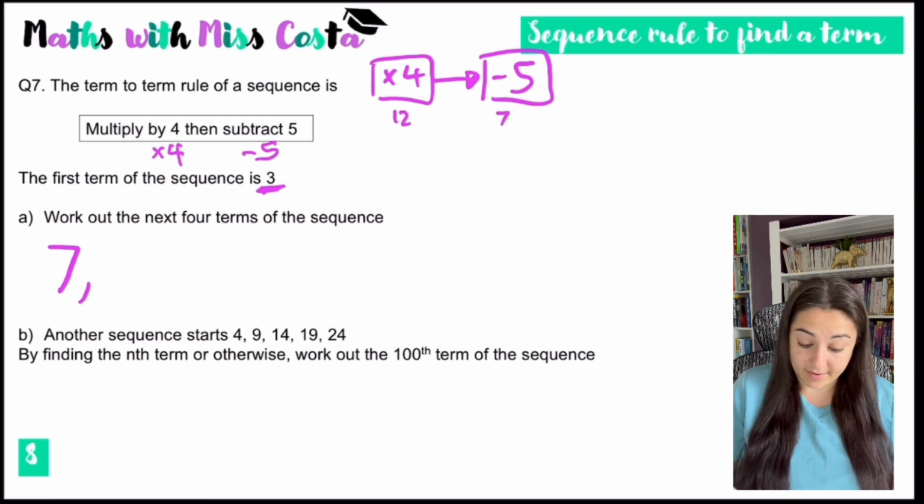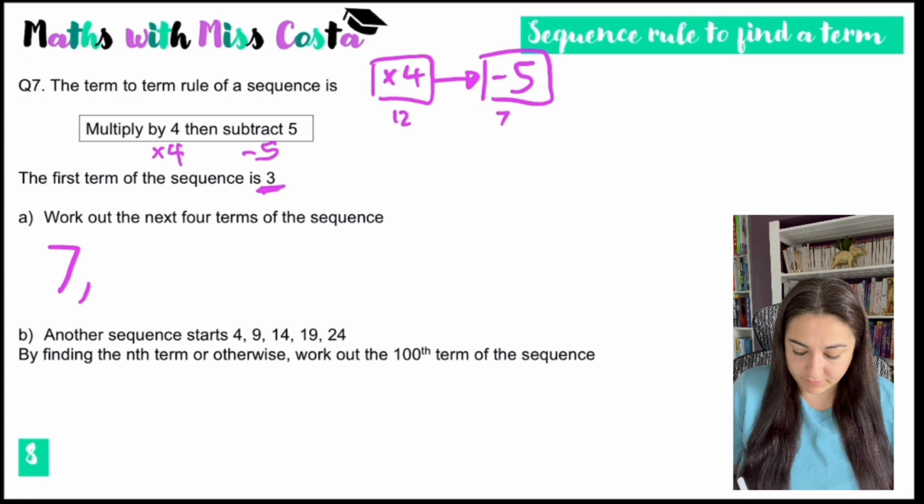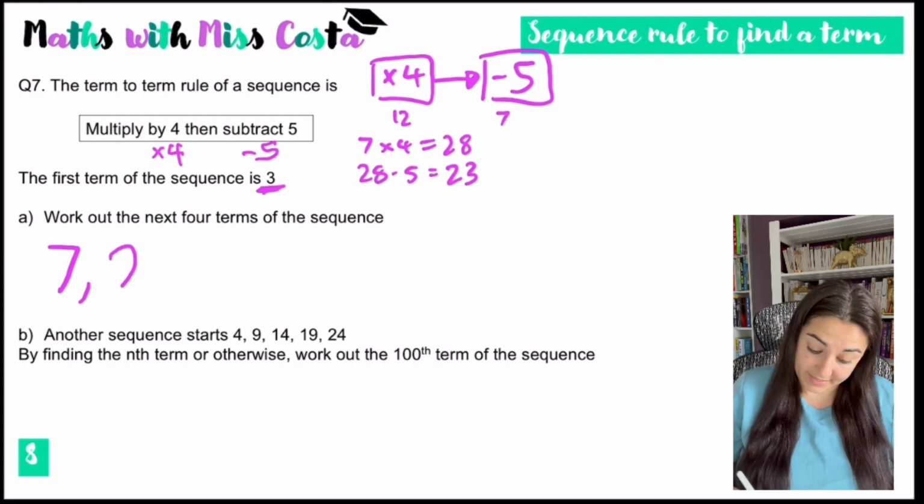I then use the term I've just figured out and I do exactly the same. 7 times 4 is 28 and then 28 take 5 gives me 23. So the next term would be 23. I do exactly the same.